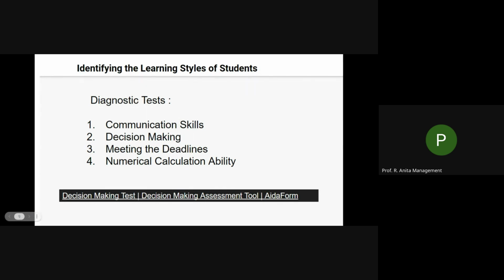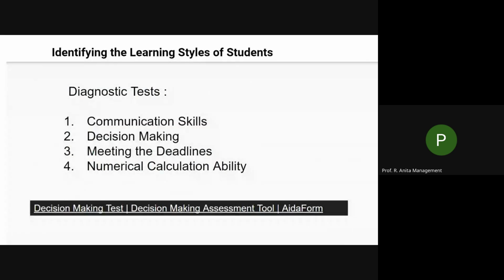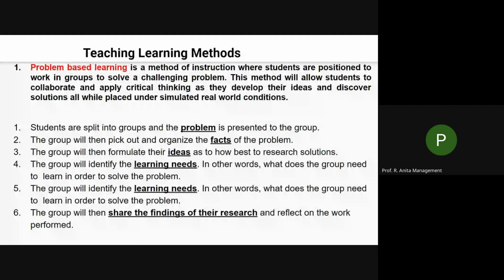In that way, we should see how we are going to diagnose the learning styles of the students when they enter the college portal. It can be related to meeting deadlines. It can be related to numerical calculation ability. So you need to formulate your questionnaire in such a way that we can assess the learning styles of the students. Once we identify the learning styles, we will be able to know what type of methodologies we can use so that the students reach the highest order of thinking skills, right?